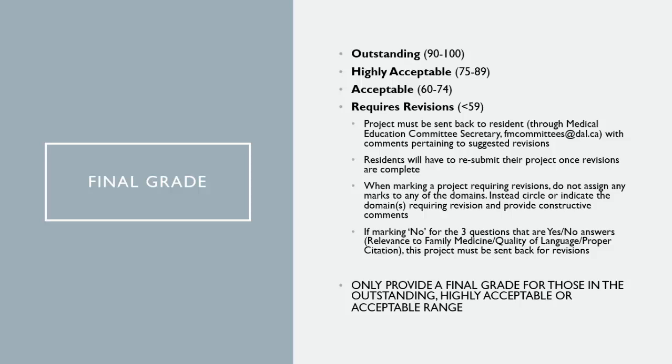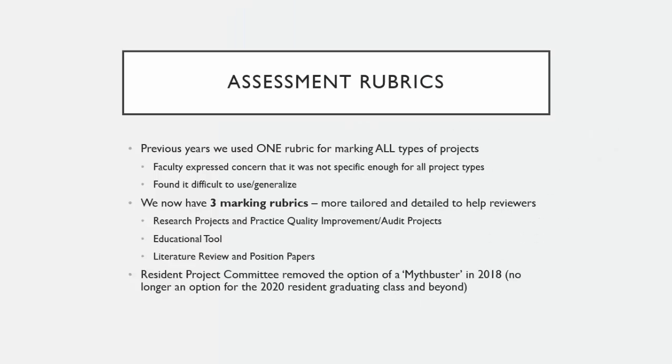So if you're marking a project that does require revisions, do not assign any marks to the domains on your marking rubric. Instead, just circle or indicate the domain that requires revision and provide some constructive comments. There are 3 questions on the marking rubrics that are required to be a yes. So if you're marking no for these 3 questions, it has to be sent back. So stop marking and send the project back. So the 3 questions are relevance to family medicine, quality of the language, and proper citation. So again, only provide a final grade for those in the outstanding, highly acceptable, or acceptable range. And I'll take some time to go through the rubrics shortly.